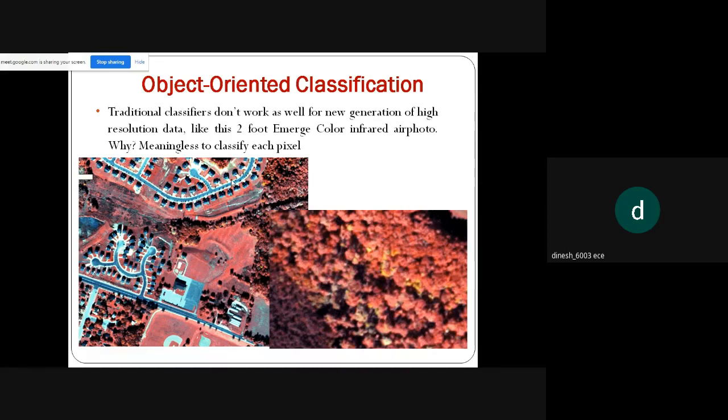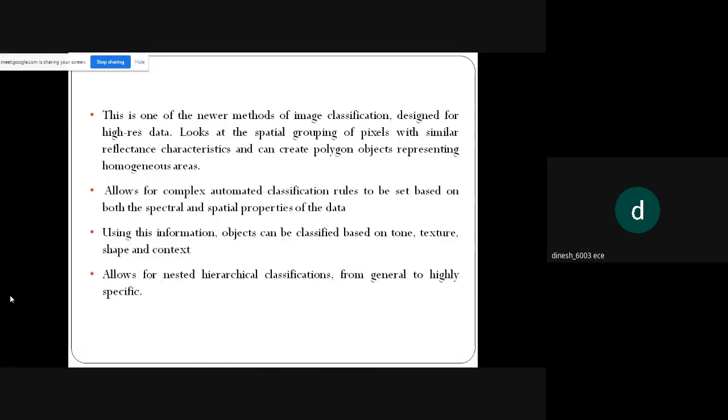So here we take some of the pictures, which is one of the newer methods of image classification designed for high resolution data. So these are looking at the spatial grouping of pixels with similar reflectance characteristics, and they can create polygon objects representing homogeneous areas. This allows for complex automated classification rules to be set based on both the spectral and the spatial properties of the data.